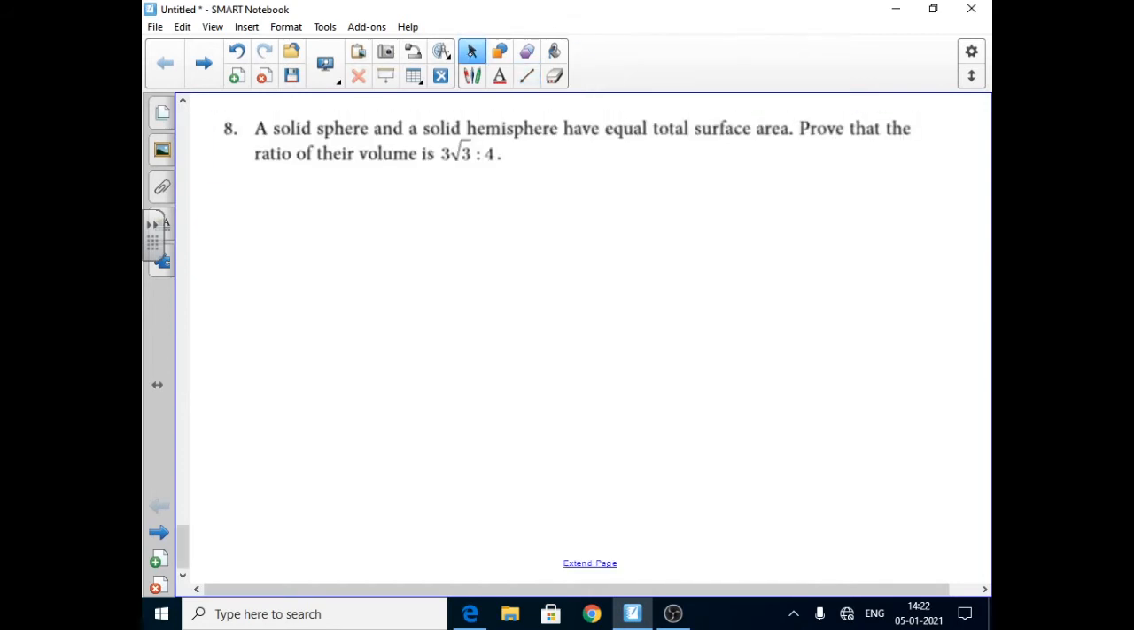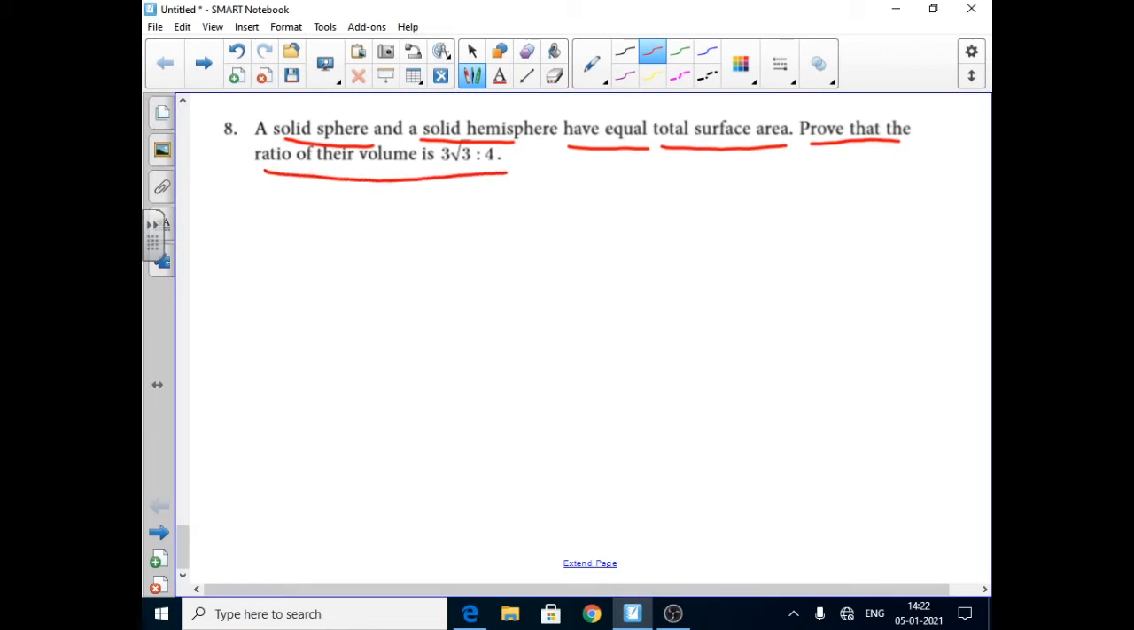Okay, next problem number 7. A solid sphere and a solid hemisphere have equal total surface area. So, solid sphere, solid hemisphere, have equal total surface area. Prove that the ratio of their volumes is 3√3 is to 4.